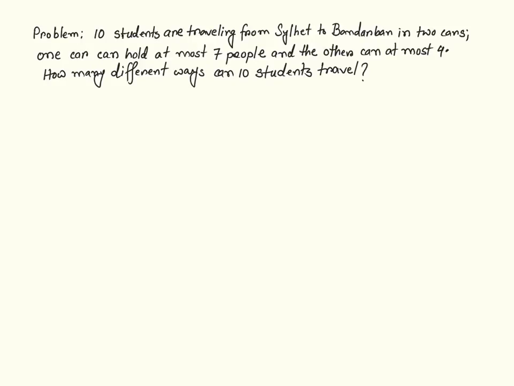In this video, I'm going to solve a combination problem. There is a special scenario that's been given in this problem. We have 10 students who are traveling from Sylhet to Bandarban. They are traveling in 2 cars or 2 vehicles. One can hold at most 7 people and the other can hold at most 4 people. How many different ways can these 10 students travel? So that's what the problem is.